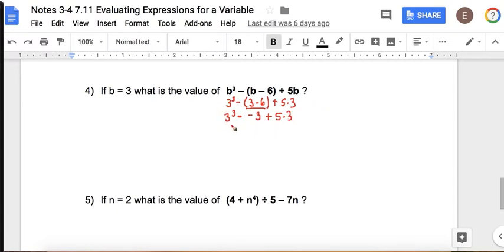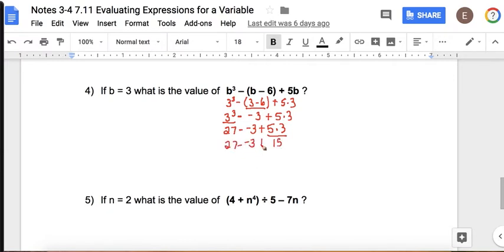So grouping symbols are gone, now we're looking for exponents, and I see one here. 3 to the third power is 27, remember. That means 3 times 3 times 3. My exponents are done, so now I'm looking for multiplication or division from left to right, and I see it right here. 5 times 3 is 15.